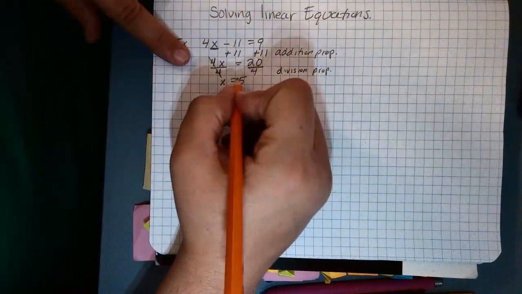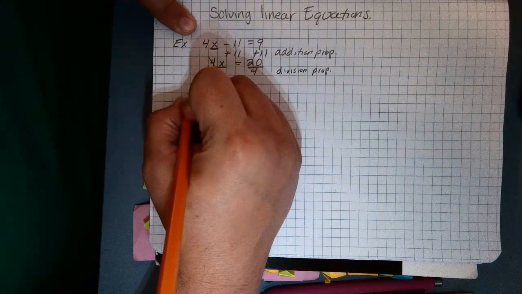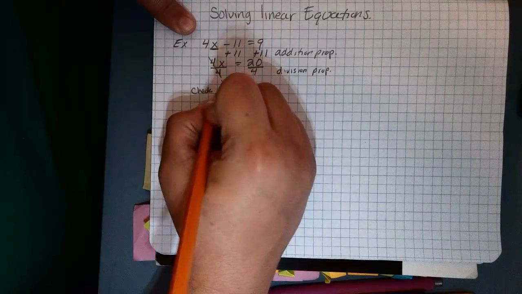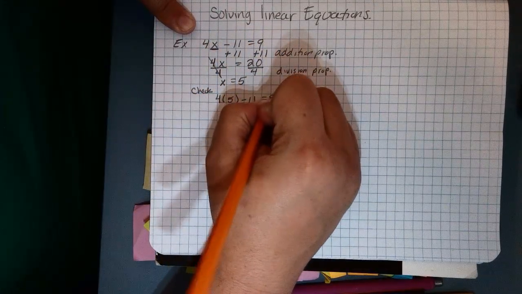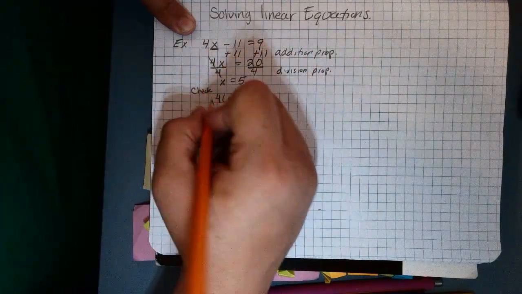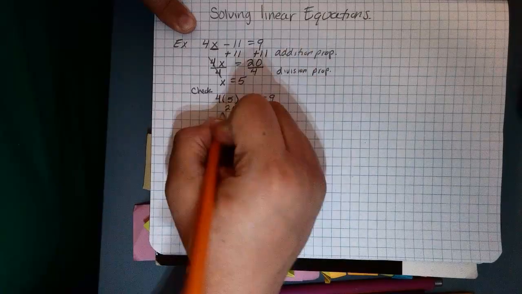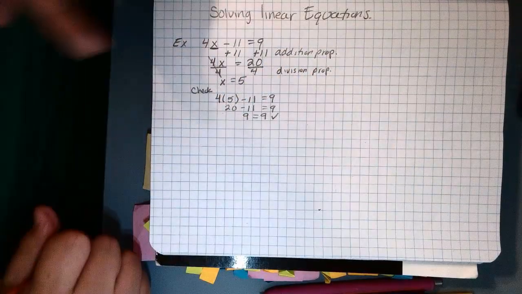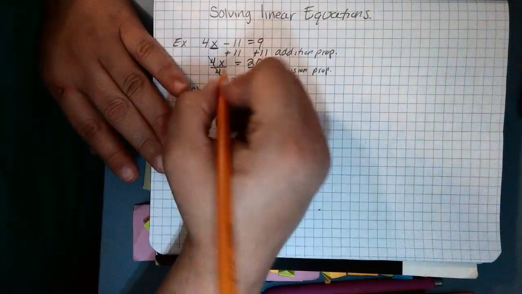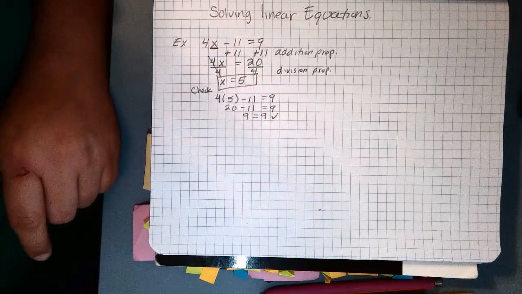After you find an answer, you should take it back to the original problem and check your work. Make sure it works. So we're going to plug in 5. This will also help you with evaluating functions if you're struggling with that. So 5 times 4 is 20. 20 minus 11 is 9. Because both sides are equal, this works, and our answer is the one that we found, 5.